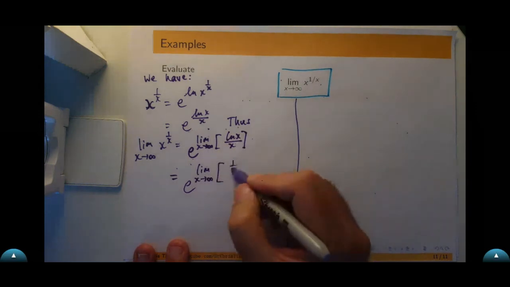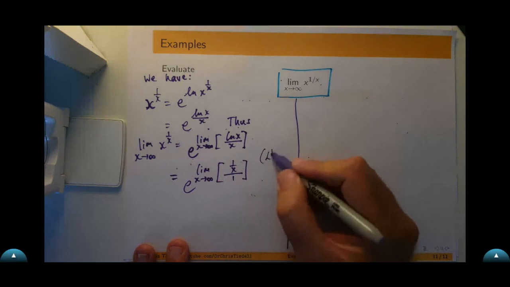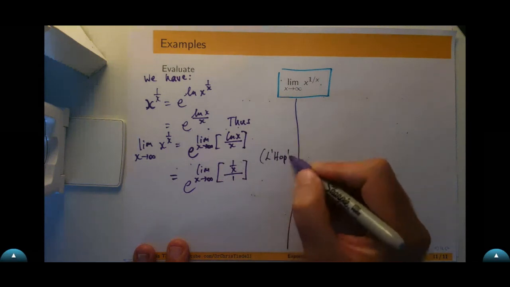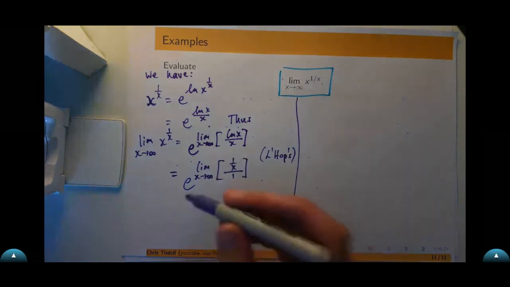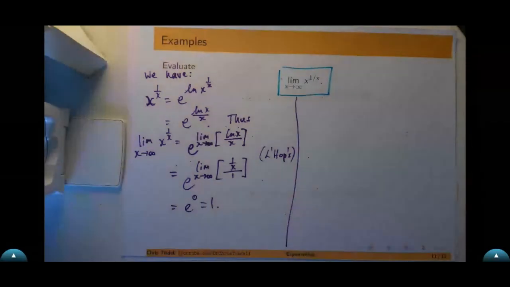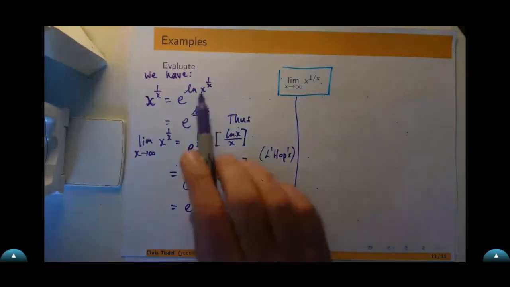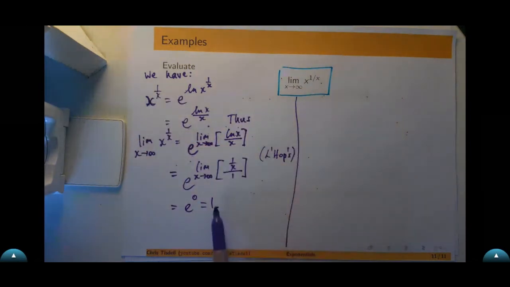So 1 on x over 1. Here I've just used L'Hopital's rule. So what is this going to be now? The limit is going to be 0. Okay. So the limit, as you correctly predicted, is 1.